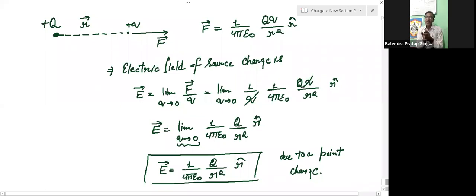So here you can see that the electric field depends on the source charge and the distance where you want to calculate the electric field. There is dependency on the source charge and the distance, which is r, or you can better say displacement. So E is inversely proportional to r square, or directly proportional to 1 by r square. So this is all about the electric field due to a point charge.